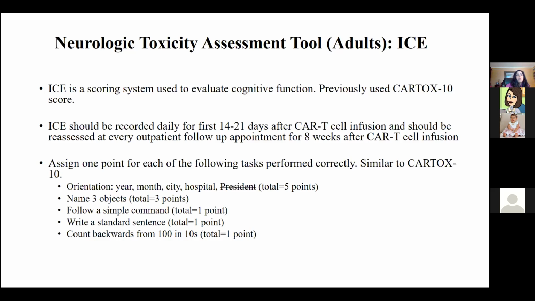It basically has orientation questions, name 3 objects, follow a simple command, write a standard sentence, and then count backwards from 100 in 10s. The Cartox-10 score was pretty much the same thing, except it asked who the president was, and that was removed for obvious reasons. And then the simple command was added into the ICE score. So that's how it's different from the previous score we used to use.